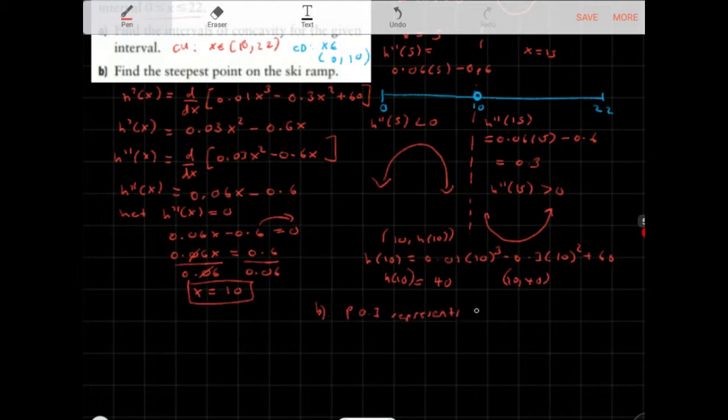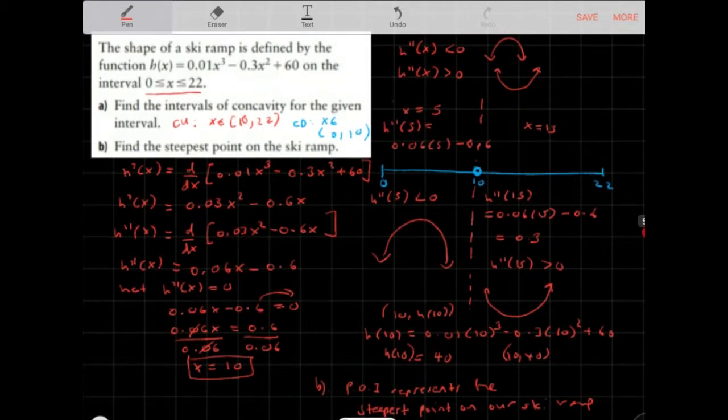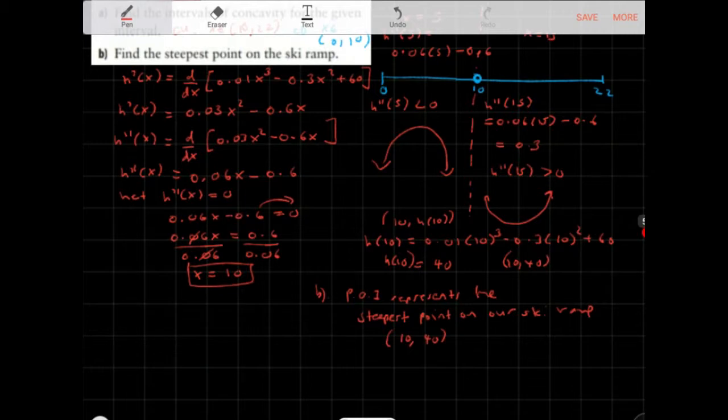This represents the steepest point on our ski ramp, and this is the point (10, 40). If we look at our points here, x is the horizontal distance and h is the height, so it's a horizontal distance of 10 meters and a height of 40 meters. So this is going to be the steepest point of our ski ramp.